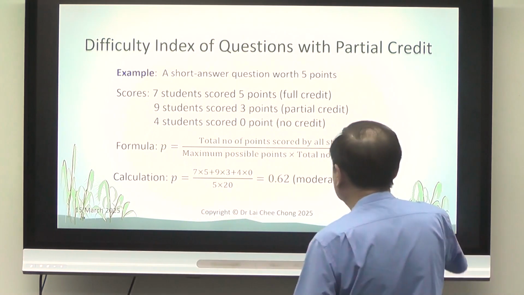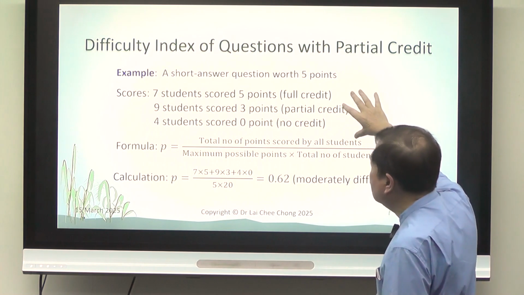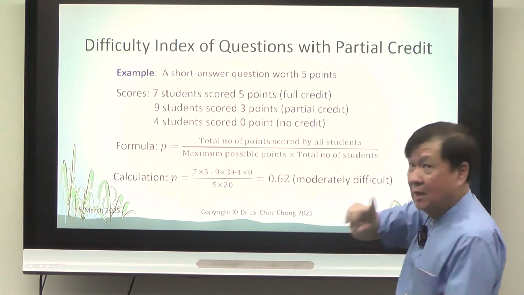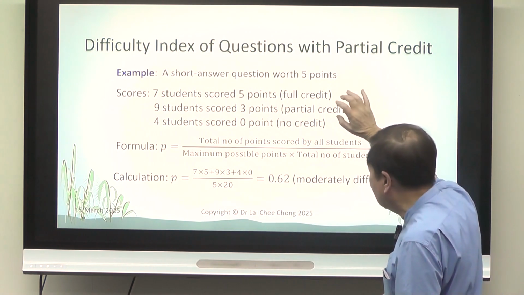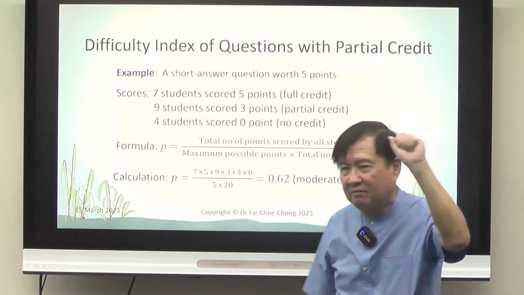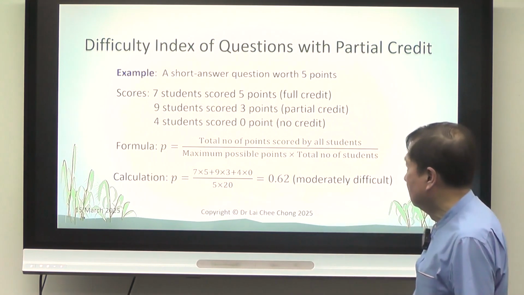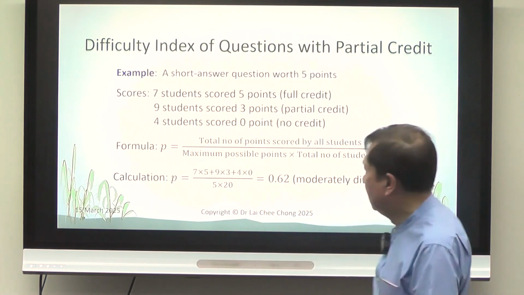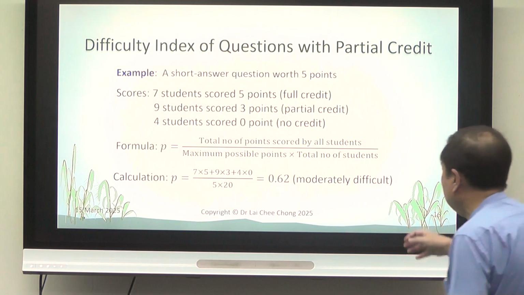Now, let me give you a scenario. Suppose that you have 20 students here, right? And out of the 20 students for this particular test item, this is with partial credit. Let's say 7 of them get full credit, 5 points. And none of them get 3 points. And 4 got 0 points. Everything wrong. Now, how do you compute the difficulty index?